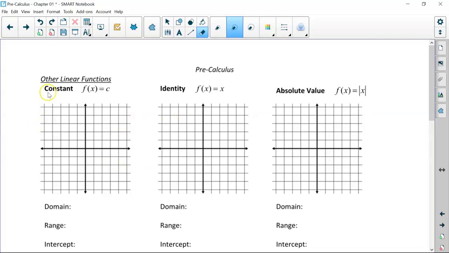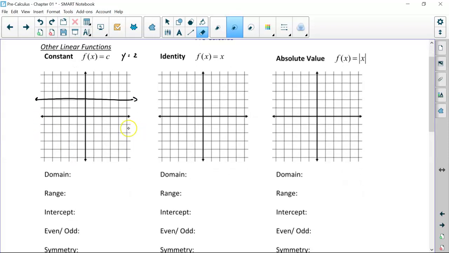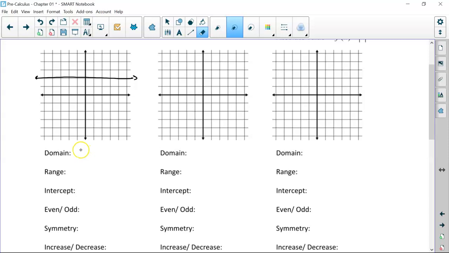Other linear functions where f of x equals a constant. Now, f of x equals c, that's the same as y equals, let's say, 2. I'm just giving it a number to make it easier to graph. So that is a horizontal line. Now, the domain of that horizontal line is all real numbers. So negative infinity to infinity. The range, our output. Our only output in this case is 2. If we're thinking generically, it would just be c in brackets. For this example, the 2 in brackets.